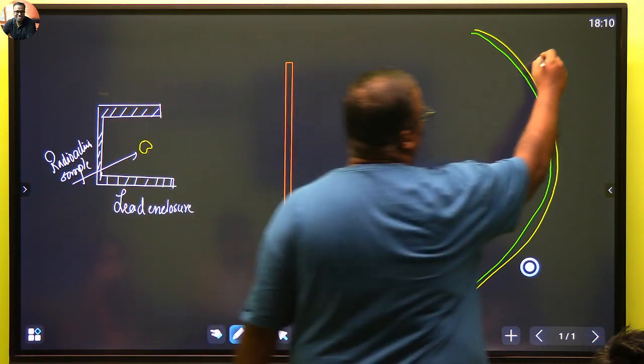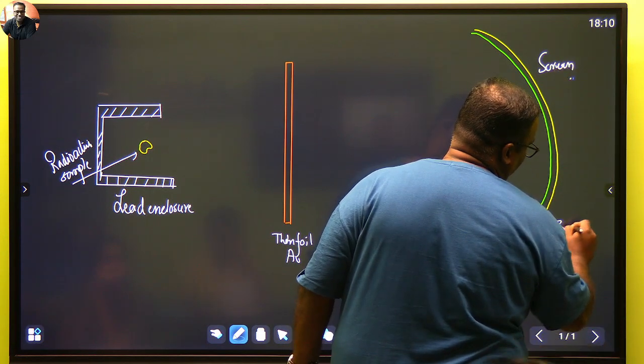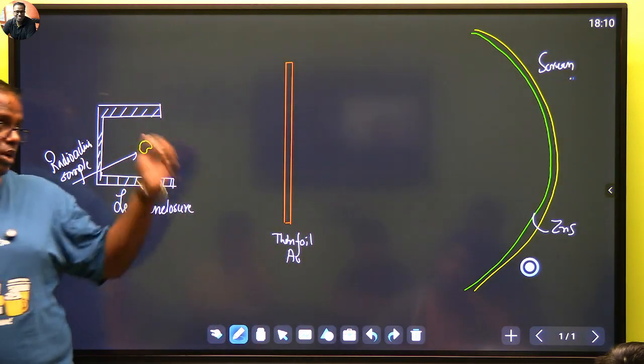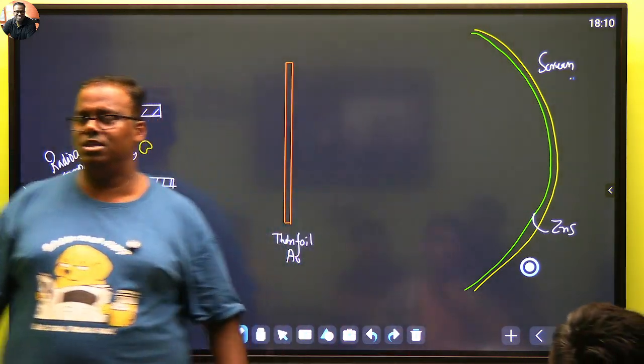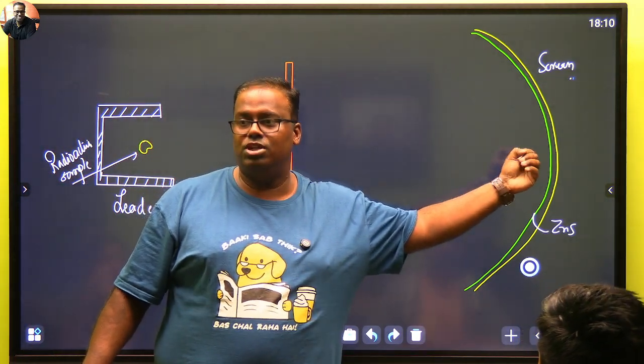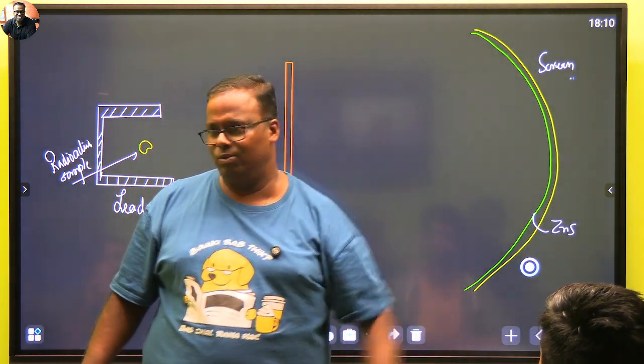He kept a screen on the other side. This is the screen, and the screen is coated with zinc sulfide. Why did he coat it with zinc sulfide? Zinc sulfide creates fluorescence when an alpha particle comes and strikes it. Now if an alpha particle strikes here, that spot will get illuminated. So zinc sulfide was taken.